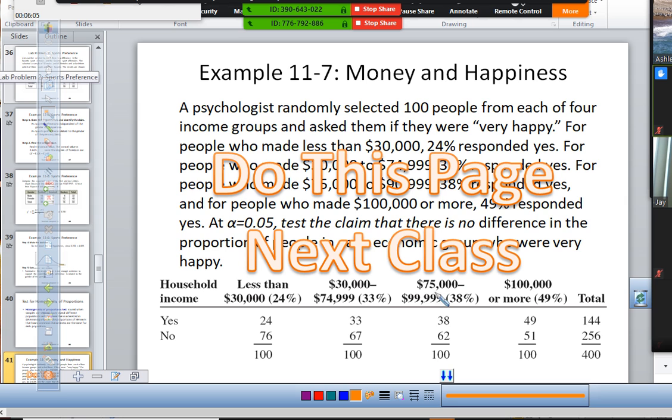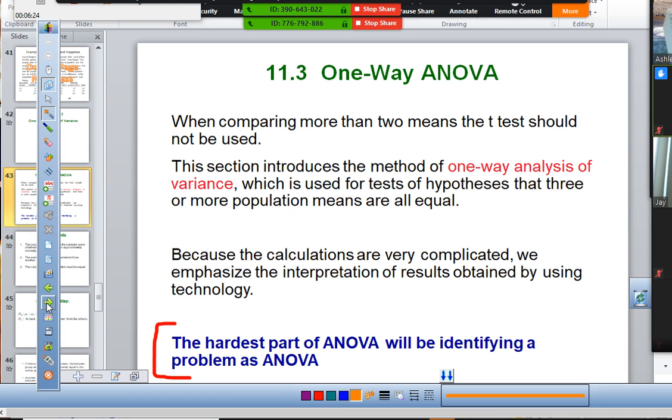Or you might have it separately, but Notes Chapter 11.3, One-Way ANOVA. That's what we're doing now. All right, 11.3, One-Way ANOVA. So you guys know when we have, I'll let somebody read. Vanessa, go ahead and read.